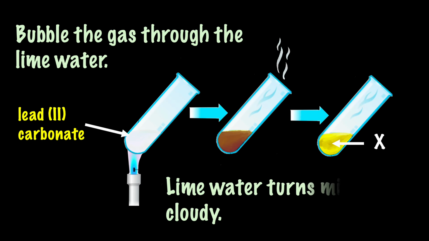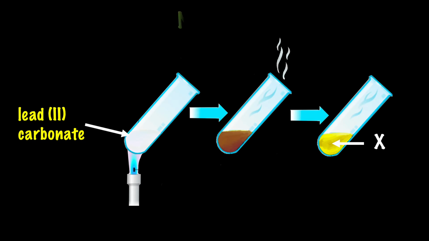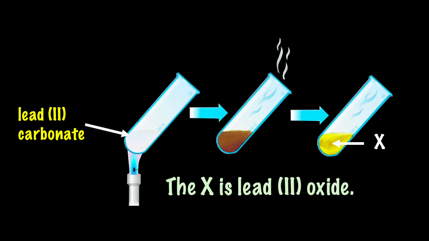Untuk menguji carbon dioxide gas, langkahnya bubble the gas through the lime water. Lime water turns milky or cloudy. Ingat, selepas langkah, anda perlu tulis juga pemerhatian. Name the X. The X is lead(II) oxide.